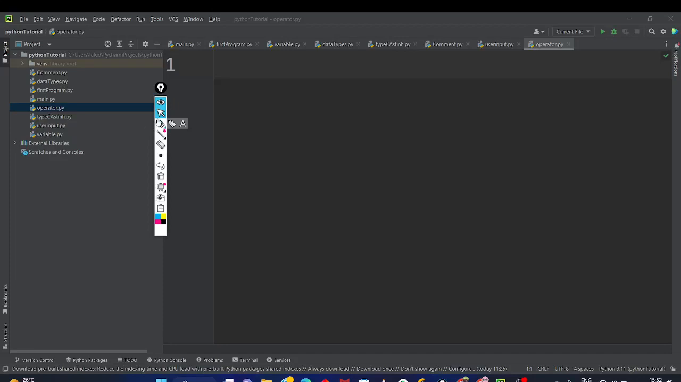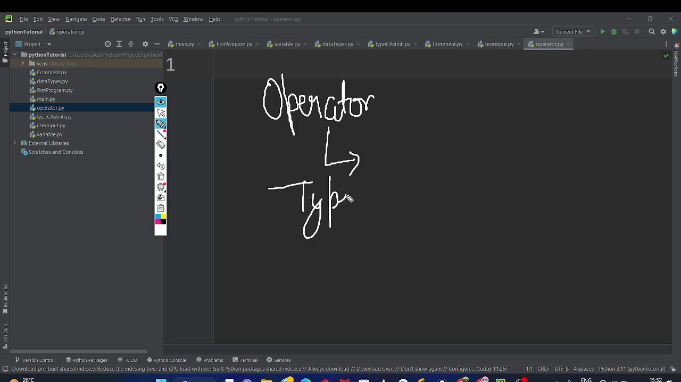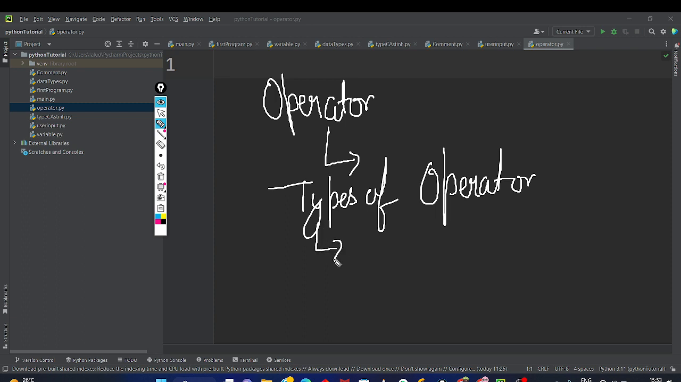In today's video, we are going to talk about operators. We will see the operator introduction and learn the various types of operators. This is the introduction video, so first our topic is operator introduction, and then we will know the various types of operators. In upcoming videos, we are going to see each operator type one by one.